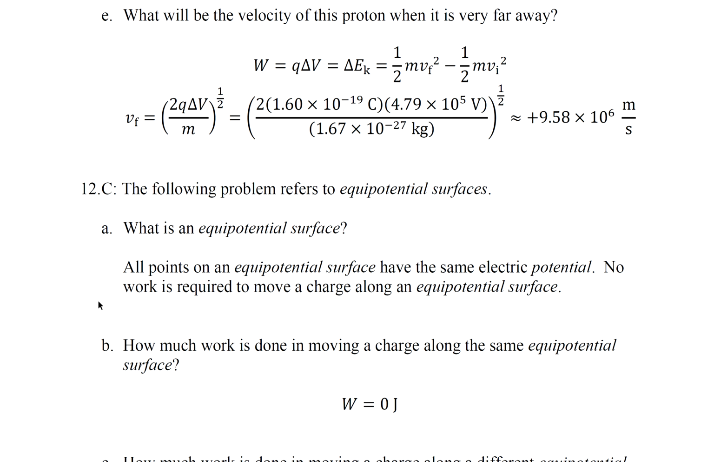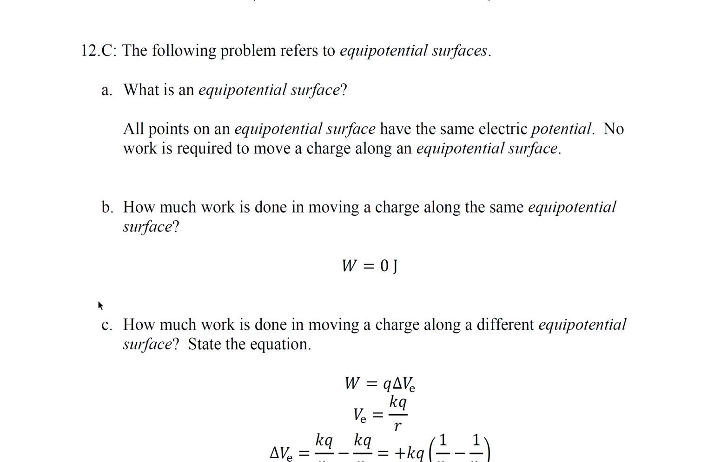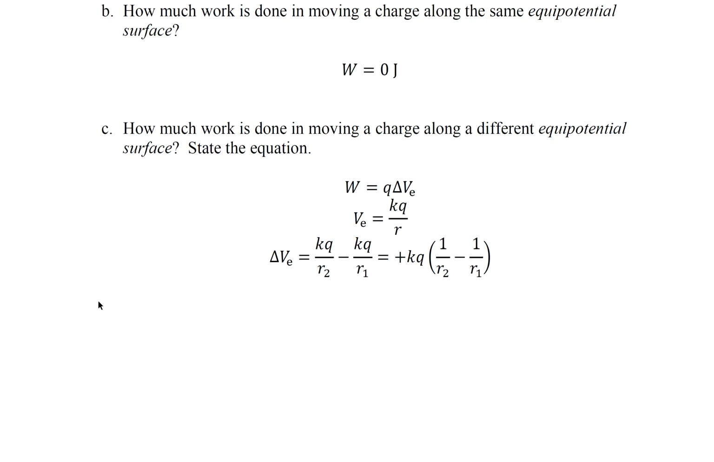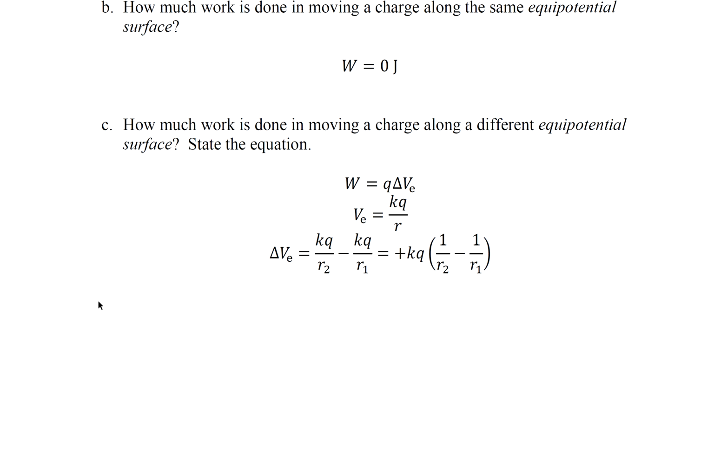Question 12. The following problem refers to equipotential surfaces. Part A, what is an equipotential surface? All points on an equipotential surface have the same electric potential. No work is required to move a charge along an equipotential surface. Part B, how much work is done in moving a charge along the same equipotential surface? 0 joules. Part C, how much work is done in moving a charge along a different equipotential surface? State the equation. Here you go.